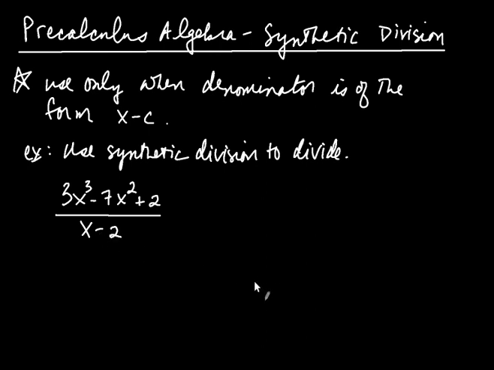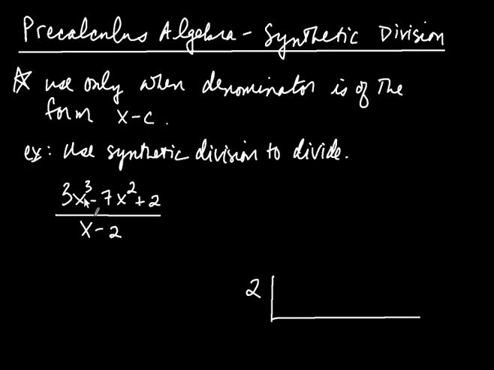You write that number off to the side, like so, and then you write this sort of inverted division symbol. So it's going to look like this. Okay, and then you're going to write 2 rows here, and the first row, this top row, is going to be the coefficients of the polynomial in the numerator.